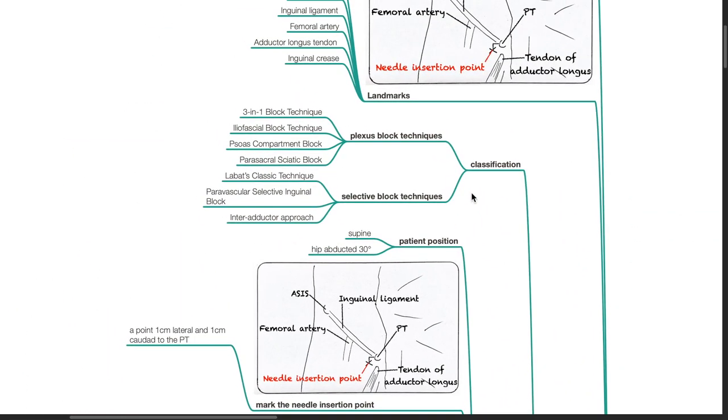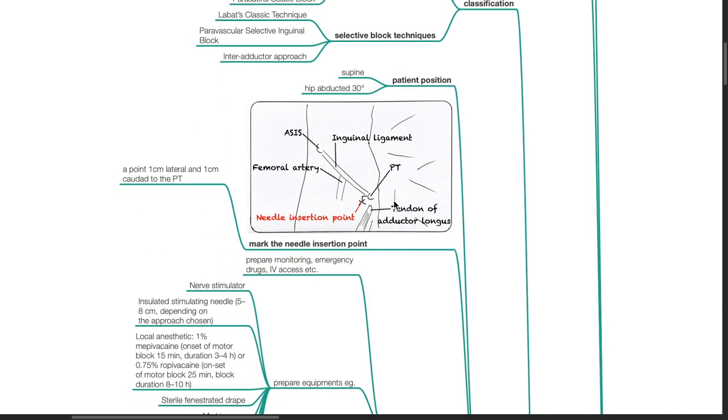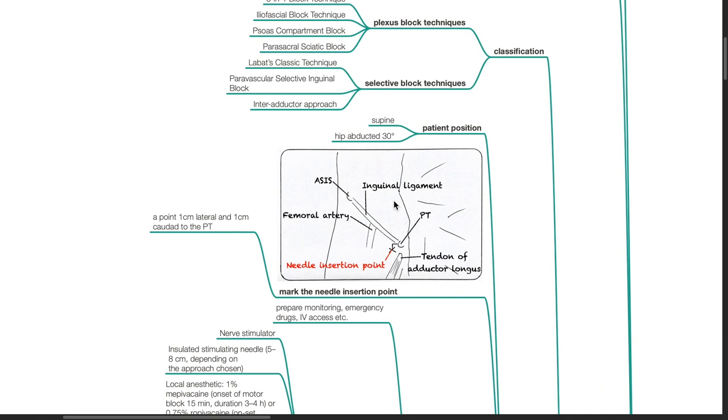Femoral nerve block techniques can be classified as plexus block techniques, which include 3-in-1 block technique, iliofascial block, psoas compartment block, and parasacral sciatic block, and selective block techniques such as Labat's classic technique, paravascular selective inguinal block, and interadductor approach. The classical technique. Patient is positioned supine with the hip abducted to 30 degrees.